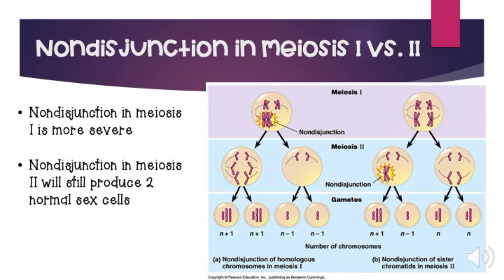So again, if we have non-disjunction occurring in meiosis 1, it is far more severe because we're already starting the shuffling part, so to speak, not in the correct way. And so when we start to divide, quote unquote, the chromosomes, it's not going to be divided evenly. So I just wanted to give you a little bit of a reminder, and hopefully this visual image helps you get those two together.